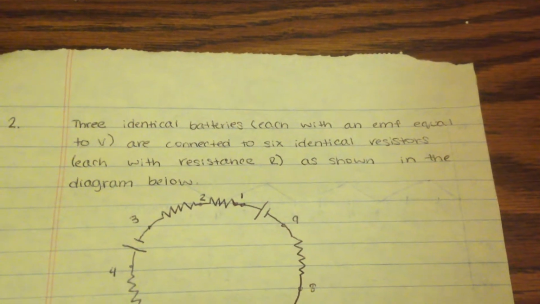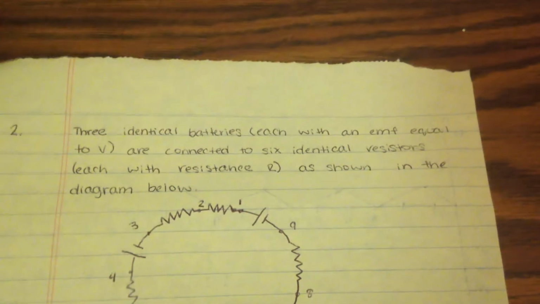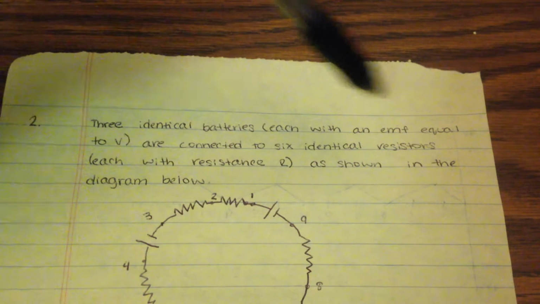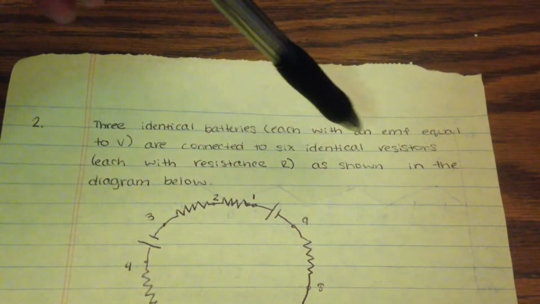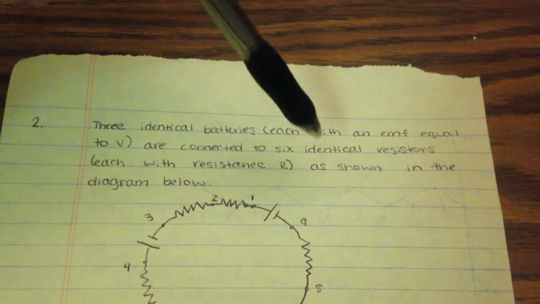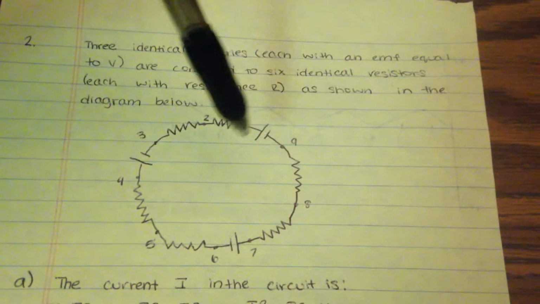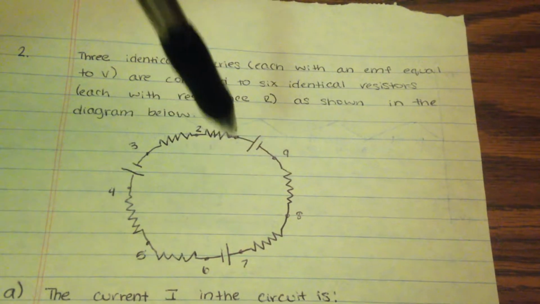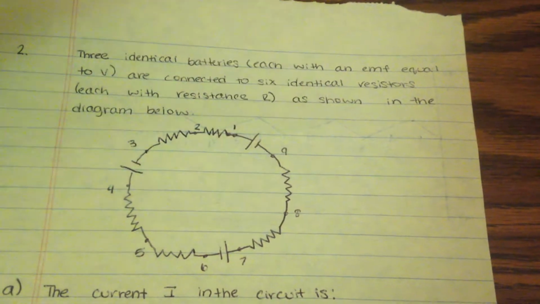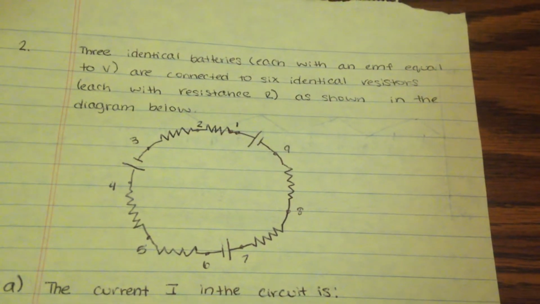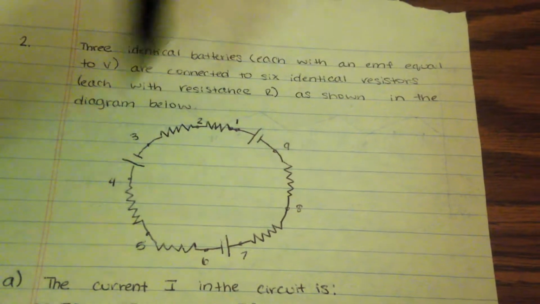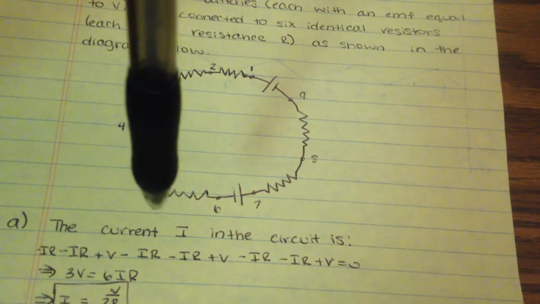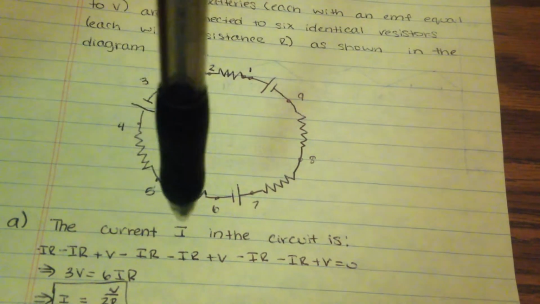So the question I chose from the last test was question 2, and it reads like this. 3 identical batteries, each with an EMF equal to V, are connected to 6 identical resistors, each with resistance R, as shown in the diagram below. So you have the little squiggly lines as resistors, you have 6 of those, and you have 3 straight lines, which are batteries, and then you have the node points around the whole circuit.